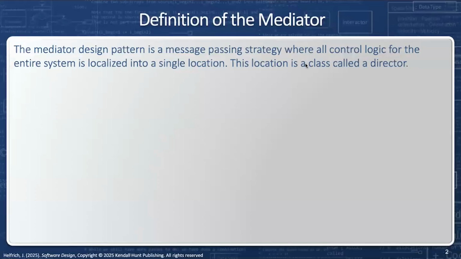Oftentimes, a program has many different components which need to communicate with each other. The problem is, if there are n components, there are n squared possible communication avenues. The mediator design pattern is designed to solve this problem by making a single unified path through which all messages flow. The mediator design pattern is a message passing strategy where all control logic for the entire system is localized into a single location, and that location is called a director.